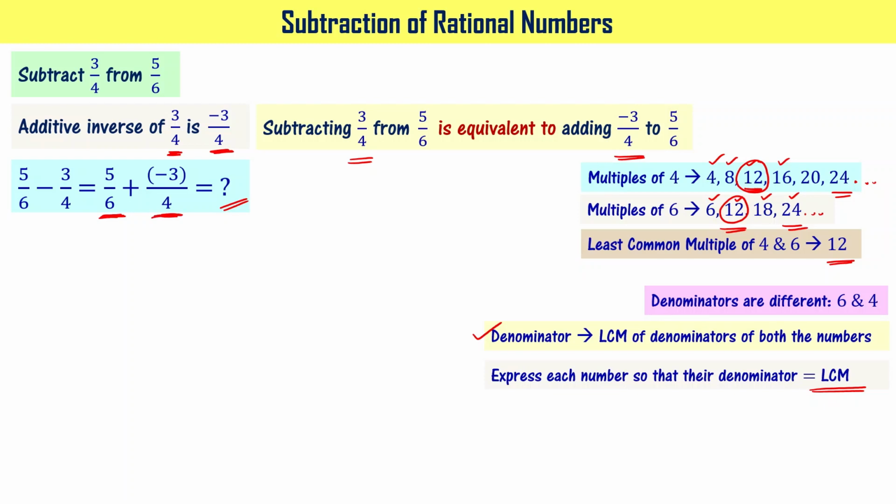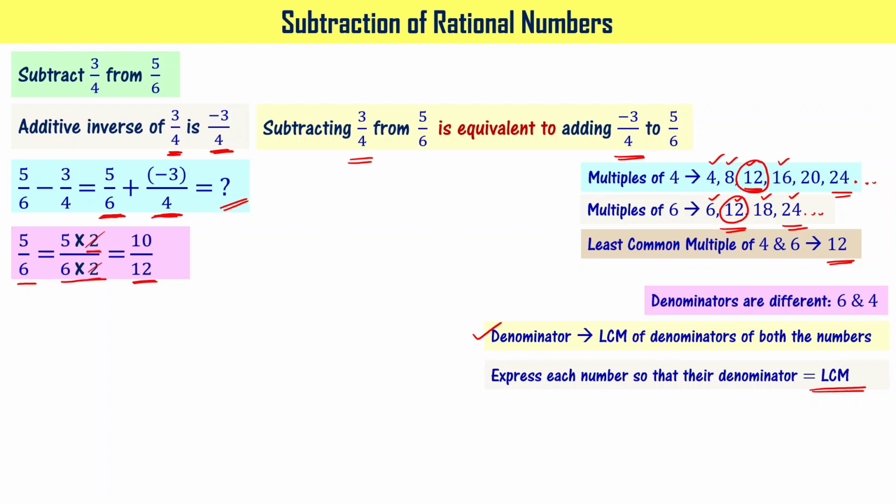For that, we multiply the numerator and denominator of 5 by 6 with 2. The reason for doing that is, when you multiply 6 with 2, you get denominator 12. And to maintain the equality of the number, we multiply both the numerator and denominator, so that if you want, you can cancel them. So 5 times 2 is 10 and 6 times 2 is 12. Now you have expressed 5 by 6 as 10 by 12, which has denominator 12.